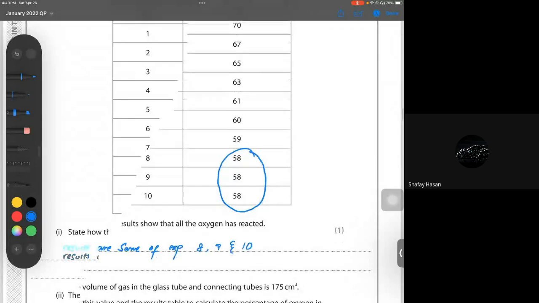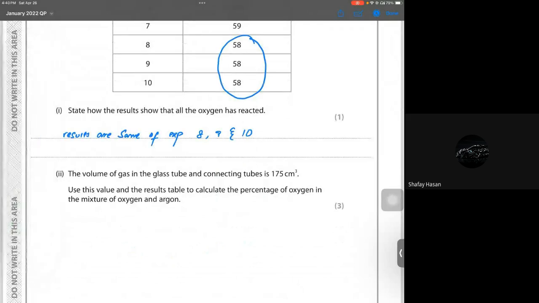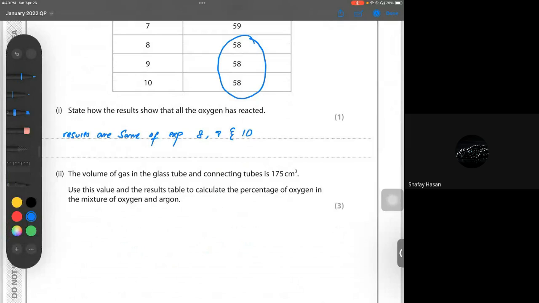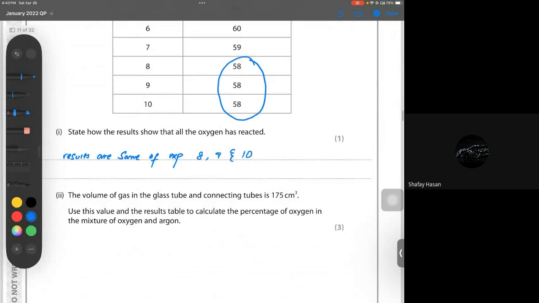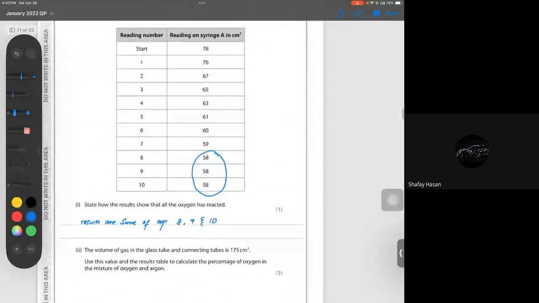Very simple. The volume of gas in the glass tube and connecting tubes is 175 cm³. Use this value and the results table to calculate the percentage of oxygen in the mixture of oxygen and argon. Shafi, try this question, then I would be telling you this. Okay, sir.